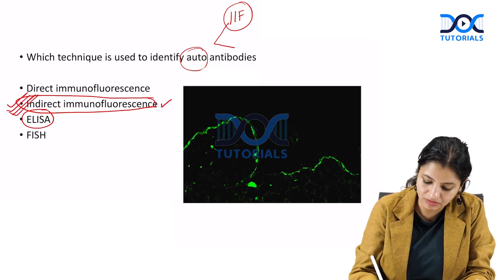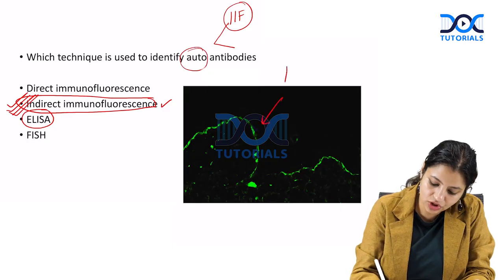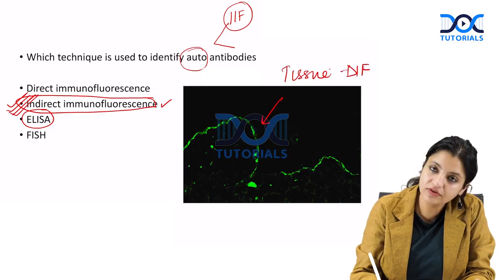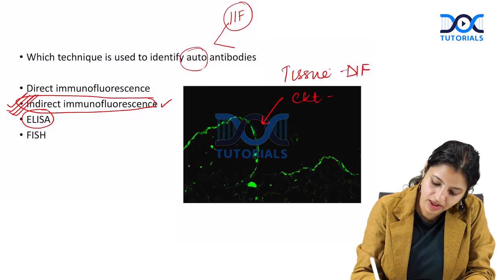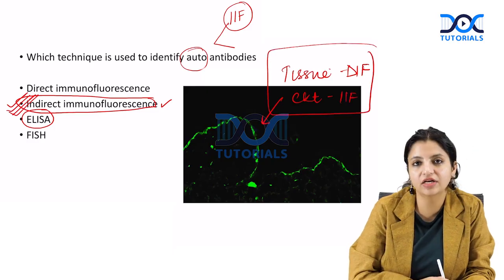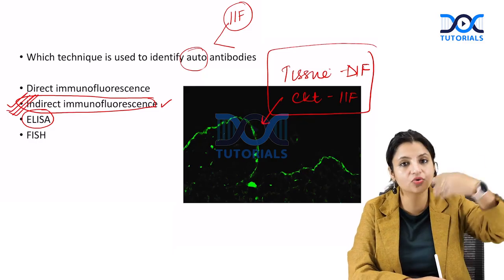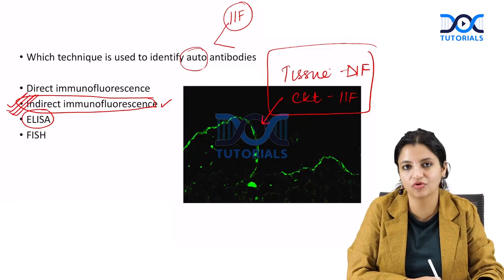Now they have given you this image. This is a tissue on which you are doing this. Whenever you do it on tissue, it is called direct immunofluorescence. Whenever you're doing it in the blood, on circulating antibodies, it is indirect immunofluorescence. That should be very, very clear. Whenever you're doing it on skin, kidney, tissues, it is direct immunofluorescence. When you have to identify circulating autoantibodies, it is indirect immunofluorescence.